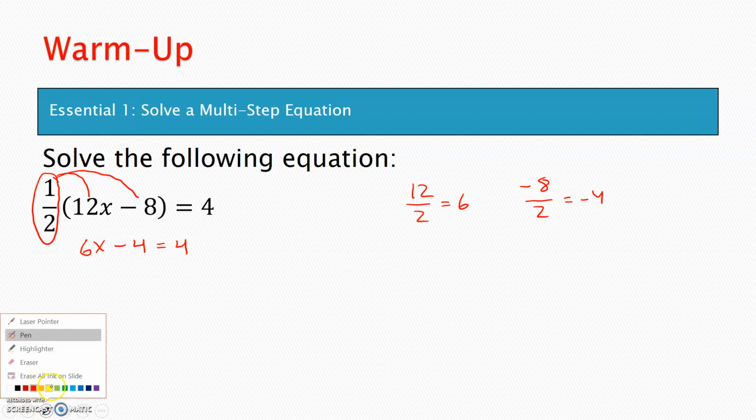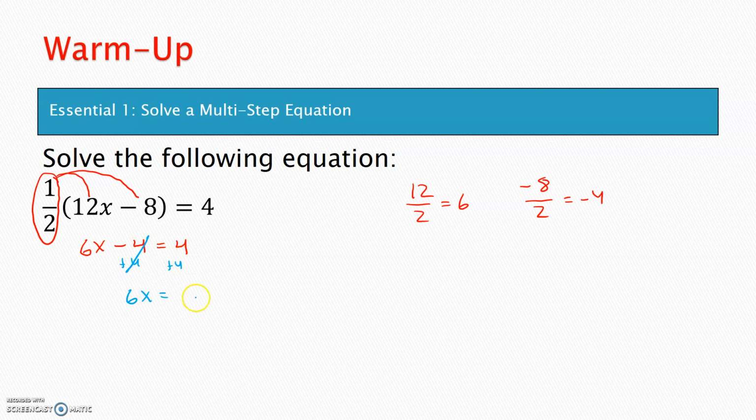All right, the next thing that I have to do here is get rid of my -4 by adding 4 to both sides. These guys will cancel out. You're left with 6x is equal to 4 plus 4, which is 8. The last thing we have to do here is divide both sides by 6.